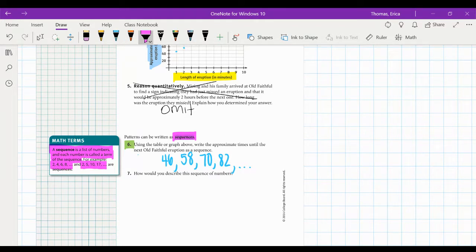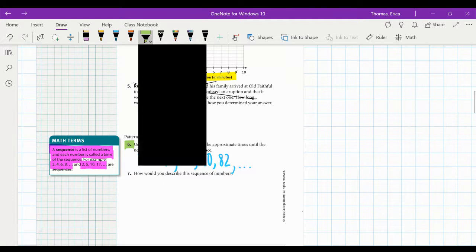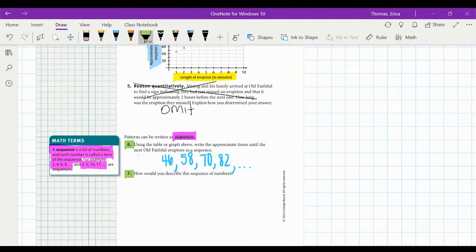Number 7. How would you describe this sequence of numbers? I would describe it as the sequence constantly increases by 12.